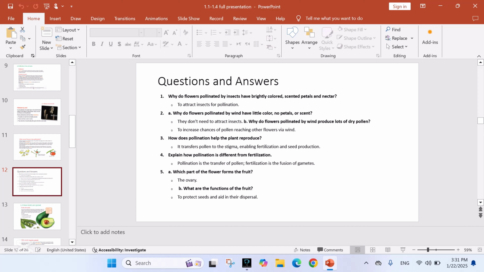Question number 4. Explain how pollination is different from fertilization. Answer: pollination is the transfer of pollen. Fertilization is the fusion of gametes.